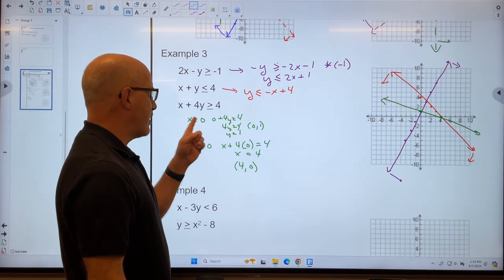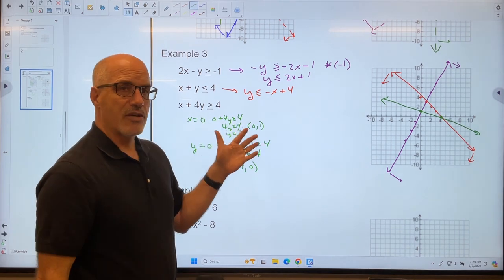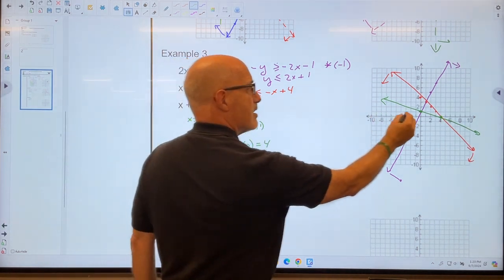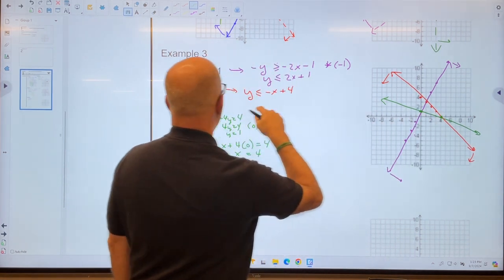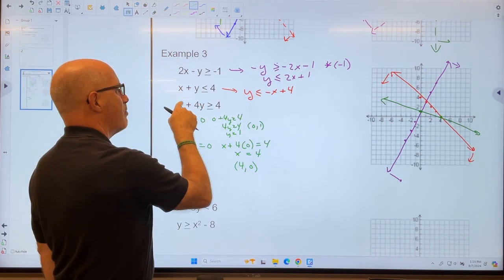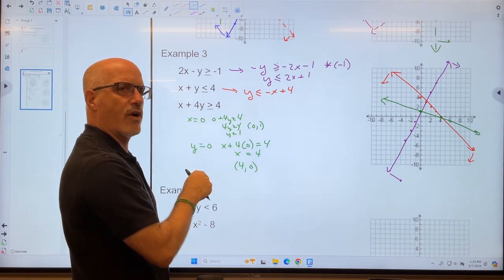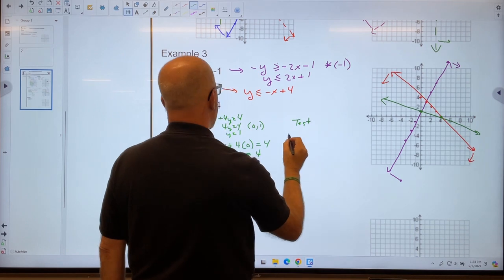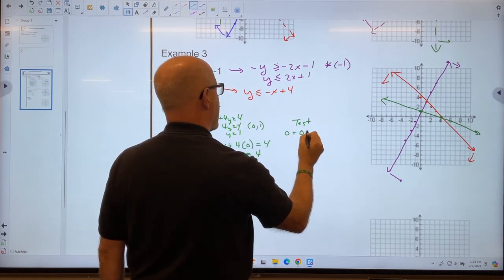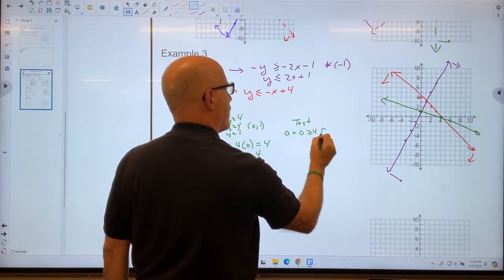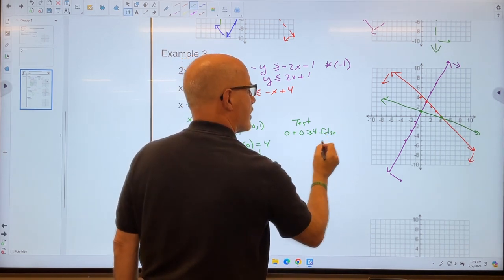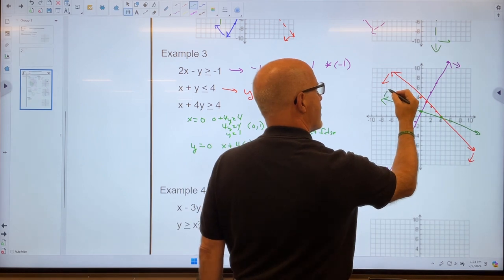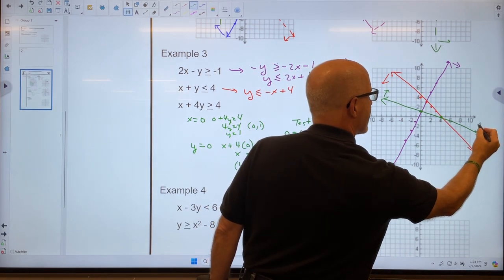And this one, I didn't put it in slope-intercept form, so I don't know, is it above or below? Let's test (0, 0). (0, 0) is below it. So testing (0, 0) is 0 plus 0 greater than or equal to 4. When we test it, it's a false statement. So 0 plus 0, is that greater than or equal to 4? That's false. So we're going to shade on the other side. Instead of down below where (0, 0) is, we'd shade above it.